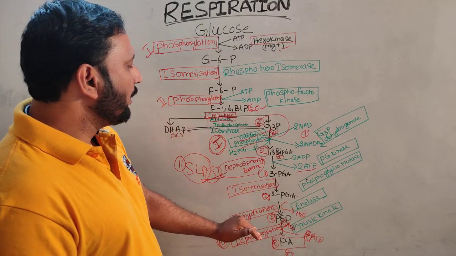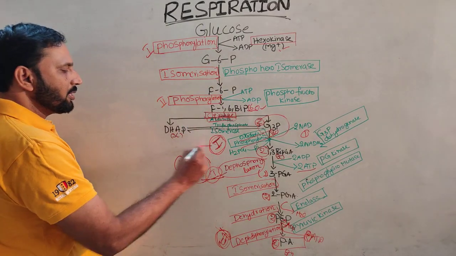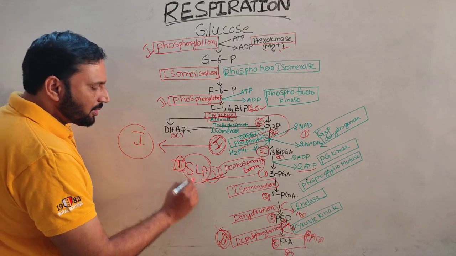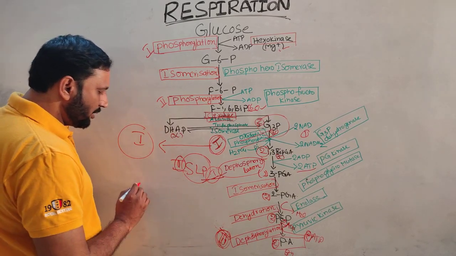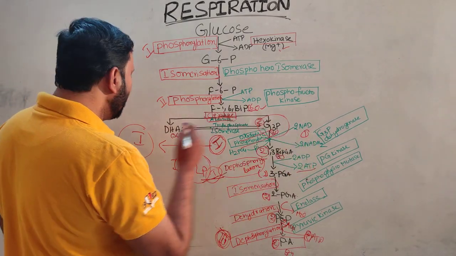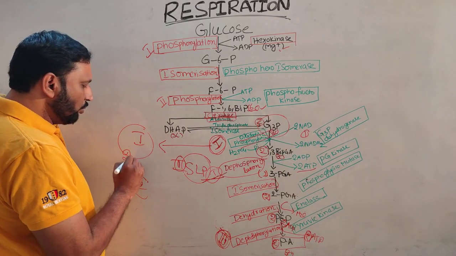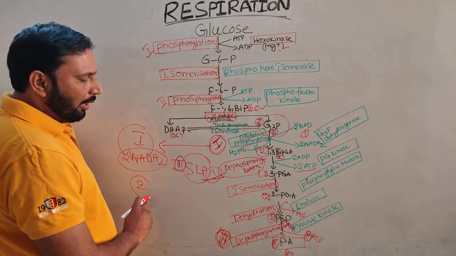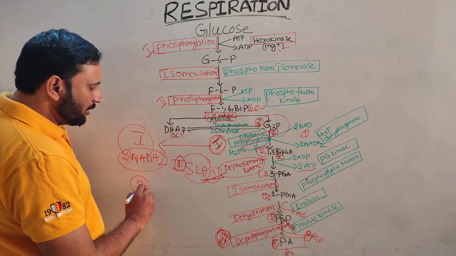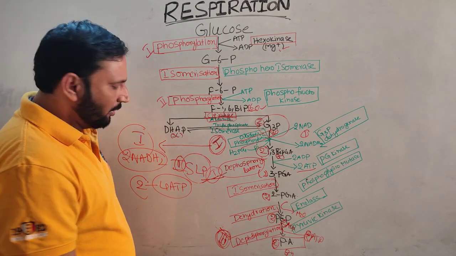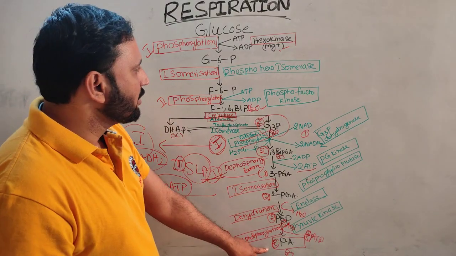Just observe in the glycolysis chart: how many oxidations are there? Only one oxidation. How many dephosphorylations are there? Two dephosphorylations. As a result of one oxidation, how many NADH2s are synthesized? Two NADH2s are synthesized. As a result of two dephosphorylations, how many ATPs are synthesized? Four ATPs are synthesized.